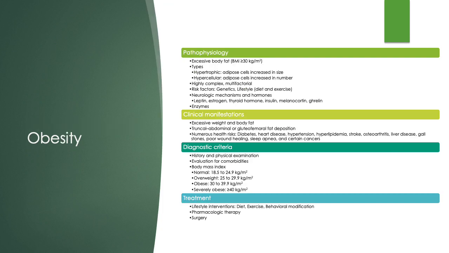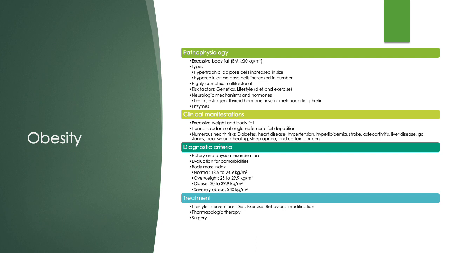The next thing we'll talk about is obesity, and this is defined as excessive body fat with a BMI of greater than 30 kg per meter squared. And again, when we discuss BMI, just know that there are multifactorial issues associated with BMI. So just because it's elevated doesn't necessarily mean you are obese, but it is one of the diagnostic criteria. You do have different types of obesity.